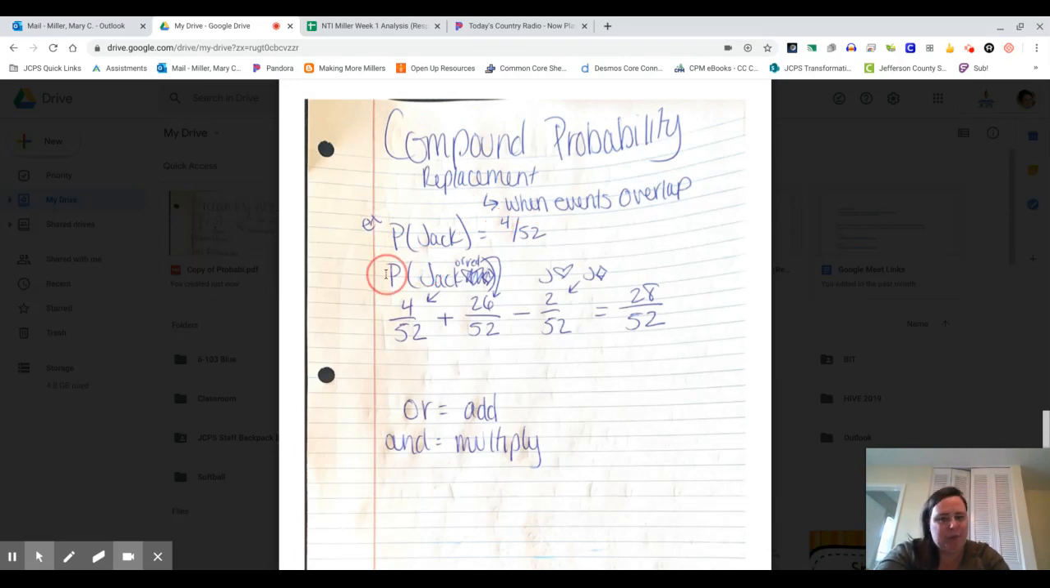Then, if we get another problem that said probability of a jack or a red, individually they have two different probabilities. So, jack is 4 out of 52 cards, and a red card is 26 out of 52 cards. But since both of those make it true, we have to subtract out the overlap. Okay. So we're counting it twice because we have 4 jacks over here: a jack of spades, jack of clubs, jack of hearts, and jack of diamonds. And then we have all 13 diamonds and all 13 hearts. So we have to subtract that jack of hearts and that jack of diamonds, which is counted twice here. So our ending probability is 28 over 52.